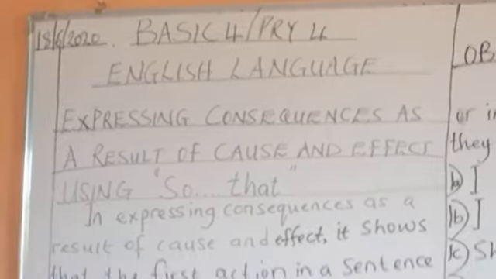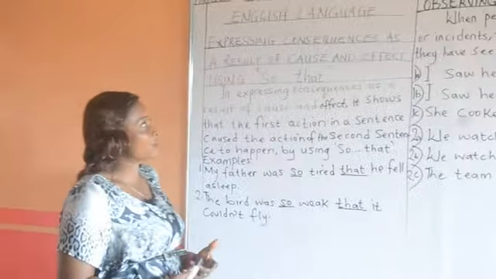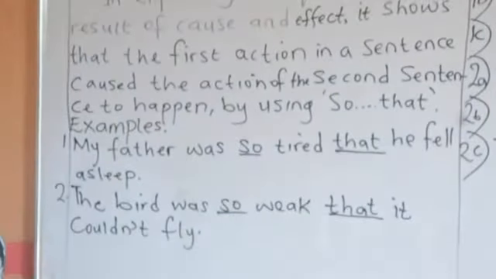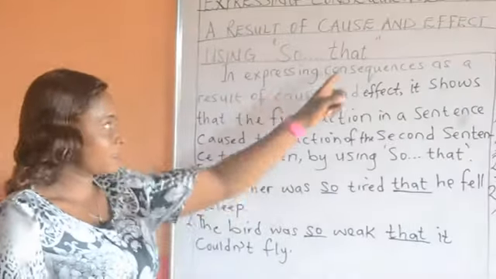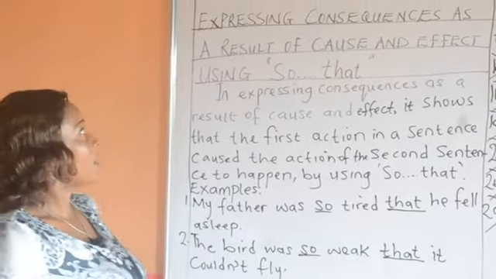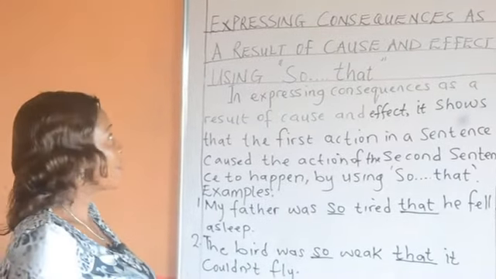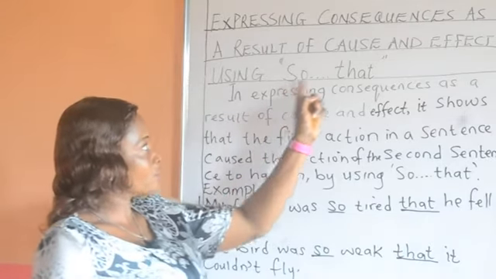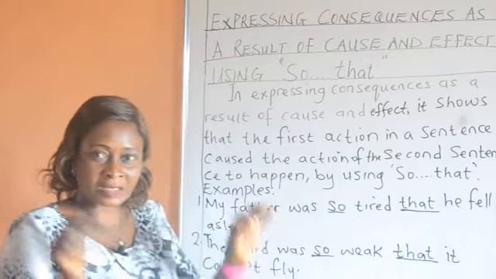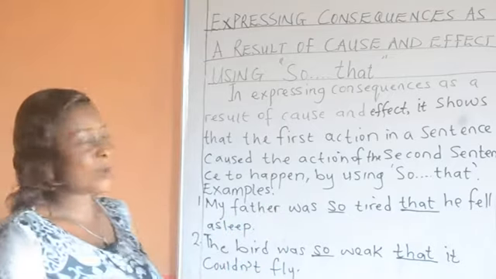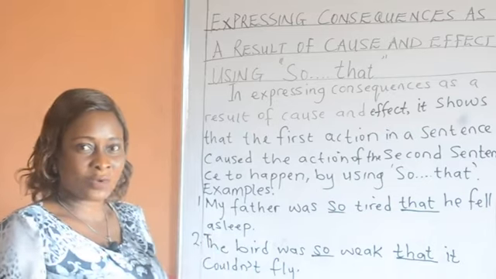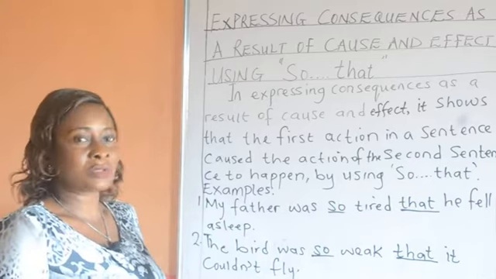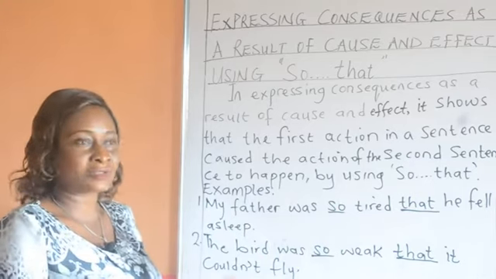For today, the topic is expressing consequences as a result of cause and effect using so and that. Expressing consequences as a result of cause and effect, using the word so and the word that in a sentence. When you say consequences, we are talking of what happened as a result of another thing that took place.